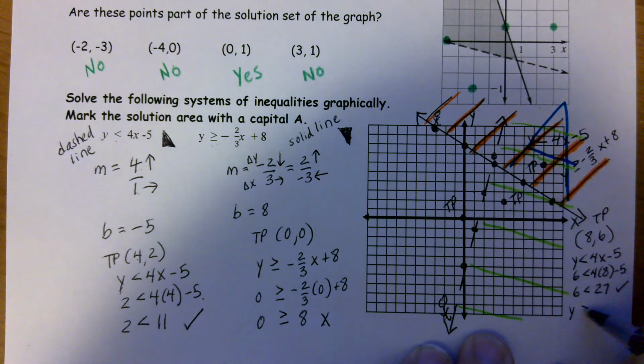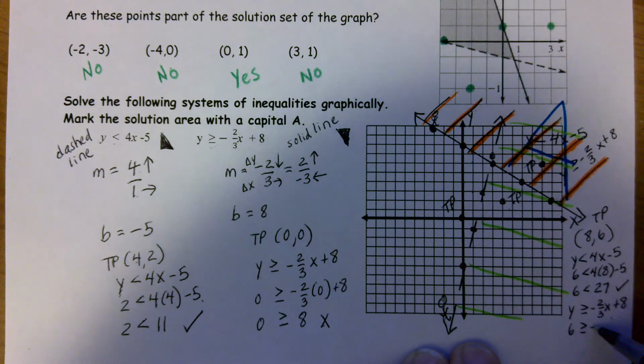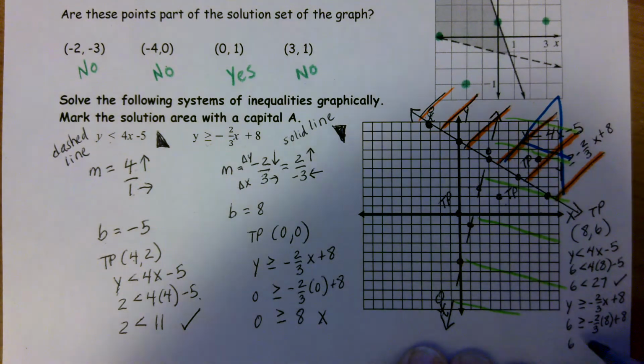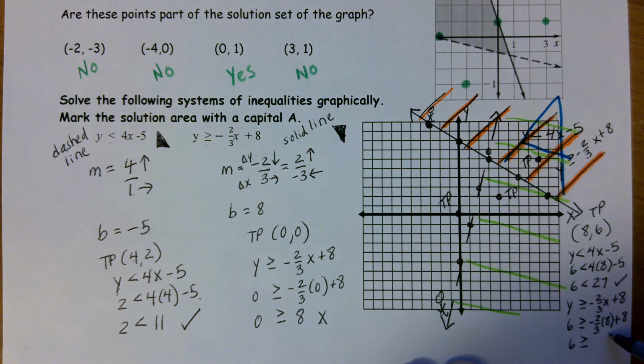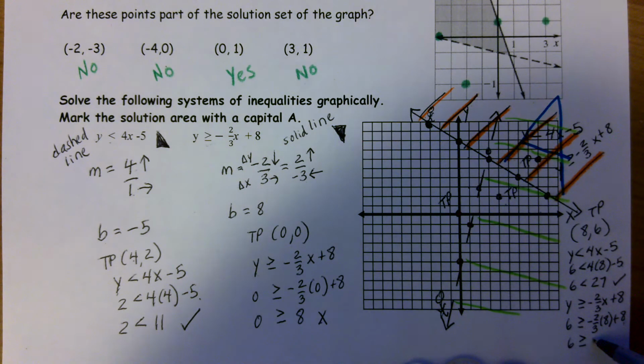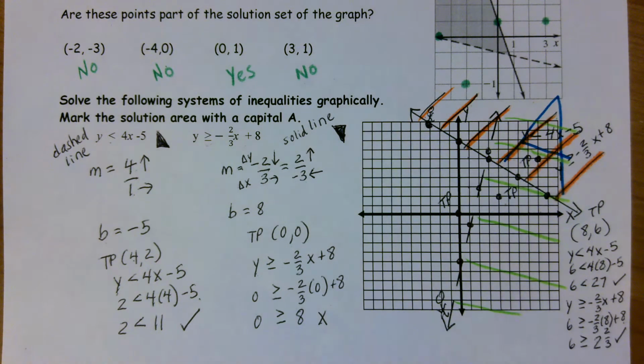So my other inequality was y is greater than or equal to negative 2/3 x plus 8. Is it true that 6 is greater than or equal to negative 2/3 times 8 plus 8? 6 is greater than or equal to, well, negative 2/3 times 8, let's see, that's negative 16 over 3, negative 5 1/3. And when I add 8, that ends up being 2 2/3. And is 6 greater than or equal to 2 2/3? Yes, it is. So you know for sure that worked.